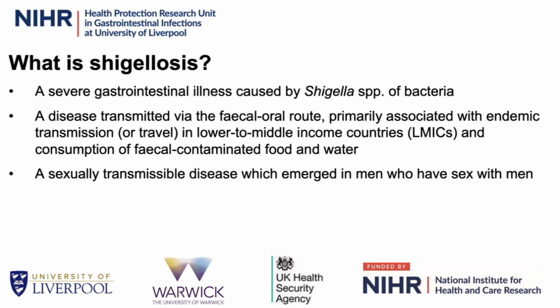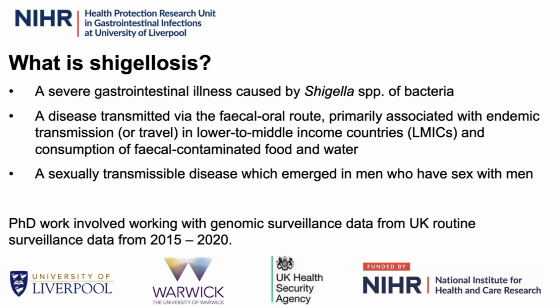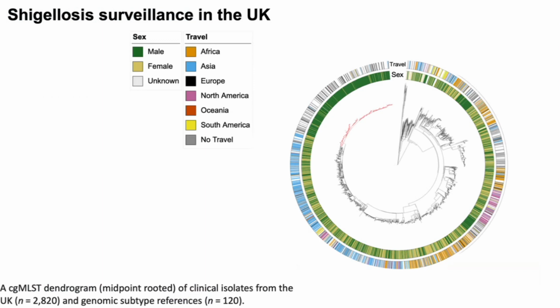It's a severe gastrointestinal illness caused by Shigella species of bacteria, and it's a disease that's transmitted via the fecal-oral route, primarily associated with travel to lower to middle income countries and the consumption of fecal contaminated food and water. But it's also a sexually transmissible disease, which has emerged in men who have sex with men since 1974. This presentation is me showing you part of my PhD work, which involved working with routine genomic surveillance data from UKHSA of Shigella species from between 2015 and 2020.